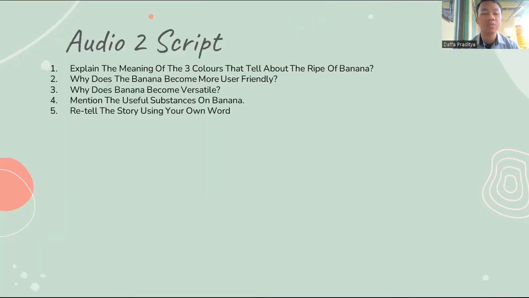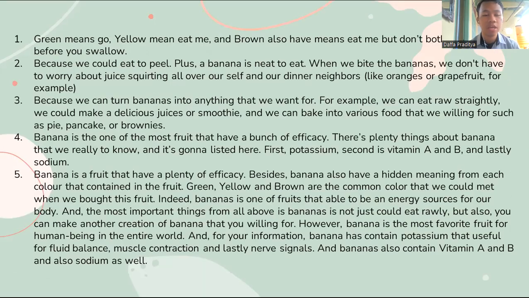And the last one is we tell the story using our own words. Okay, here we go. Banana is a fruit that has plenty of efficacy. Besides, banana also has a hidden meaning from each color contained in the fruit. Green, yellow, and brown are the common colors that we see when we buy this fruit. Indeed, bananas are one of the fruits that are able to be an energy source for our body.